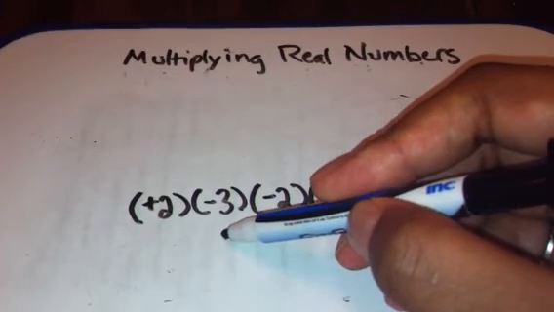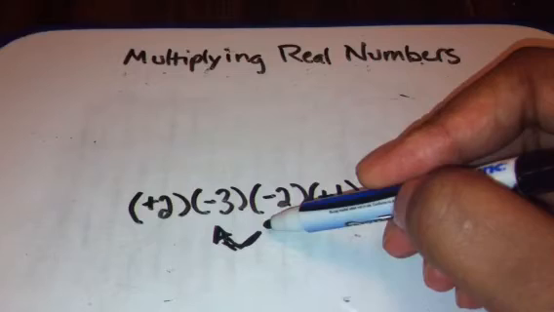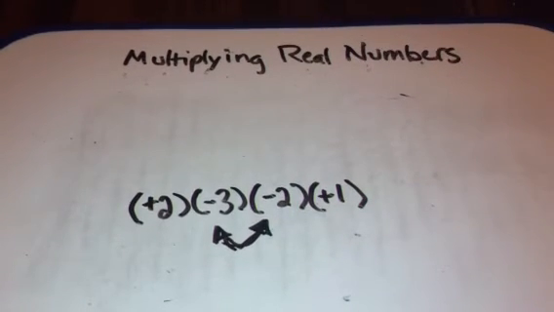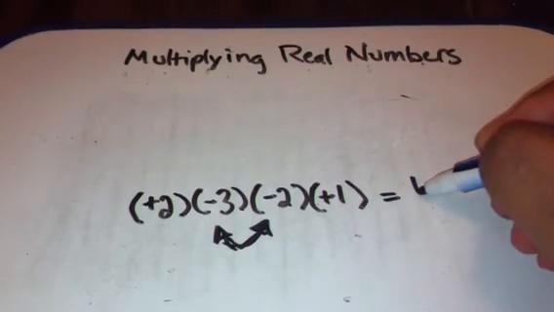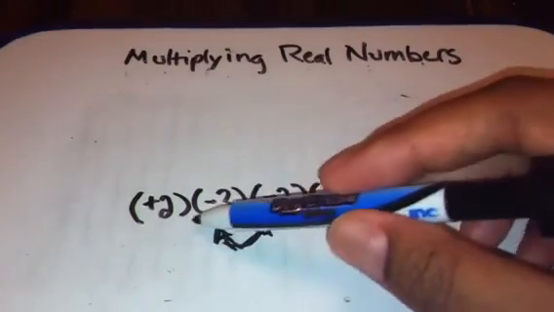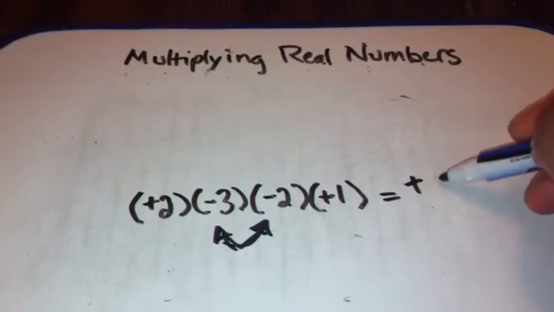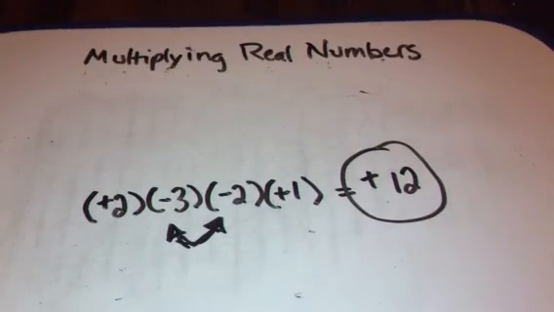So how many negative numbers do we have here? Well, we have 2. And that's an even number because, 2, 4, 6, 8, etc. So our product is going to be positive. So 2 times 3 times 2 times 1 is 12, and the product is a positive 12.